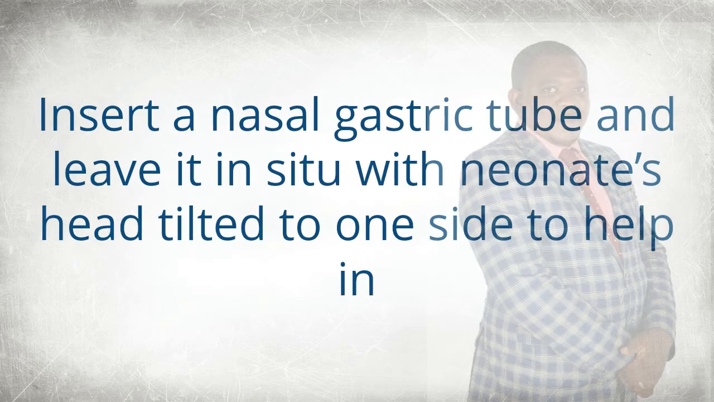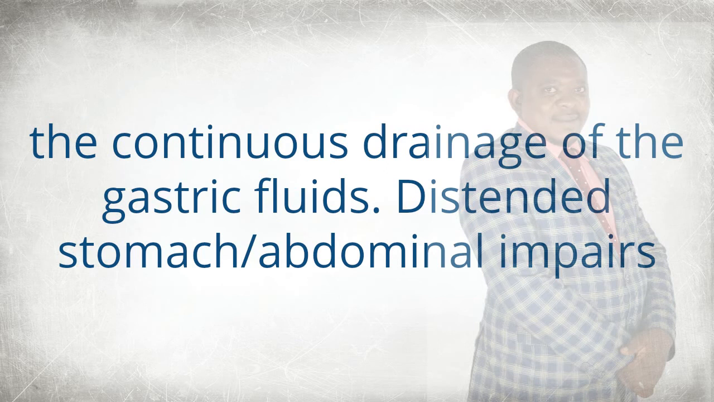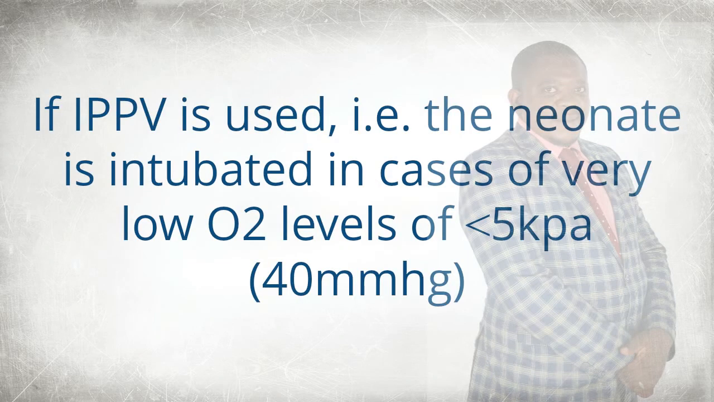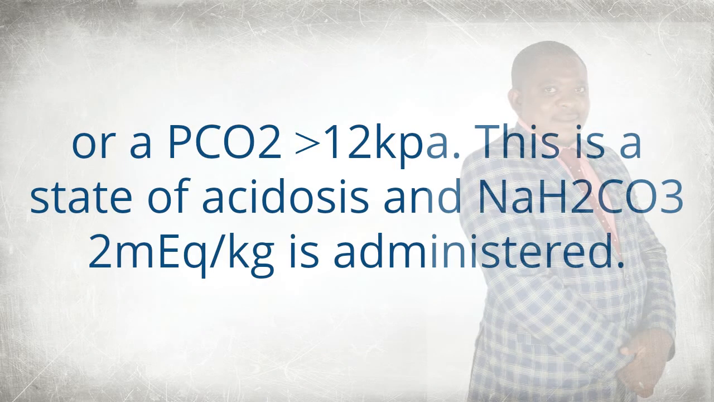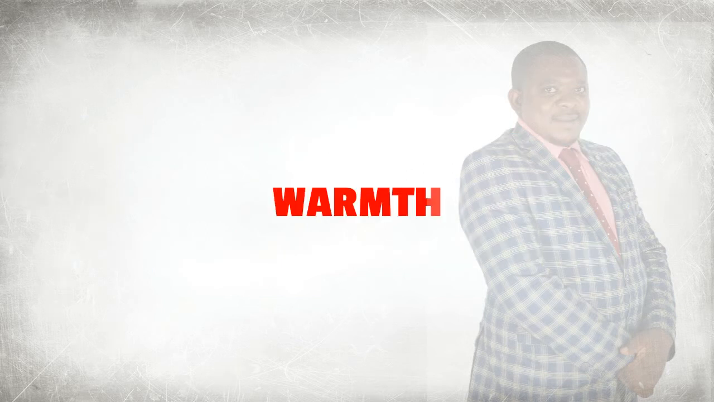Insert a nasogastric tube and leave it in situ with the neonate's head tilted to one side to help in the continuous drainage of the gastric fluids. A distended stomach/abdomen impairs respirations. If IPPV is used, i.e. the neonate is intubated, it is in cases of very low O2 levels of 5 kPa, 40 mmHg, or a PCO2 of 12 kPa. This is a state of acidosis and sodium bicarbonate 2 mEq/kg is administered.